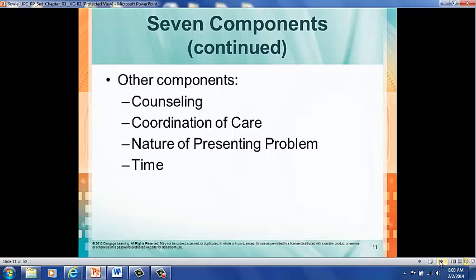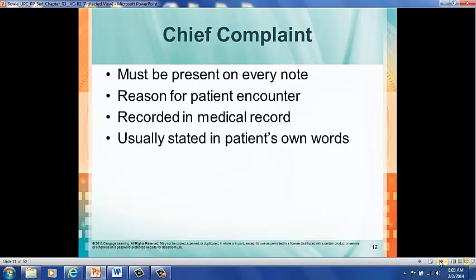To fully understand how these seven components should influence your choice of a level of E&M service code, we will look at each one individually. The first three components are key because they are universally recognized as the basis for choosing a level of service for a patient encounter.